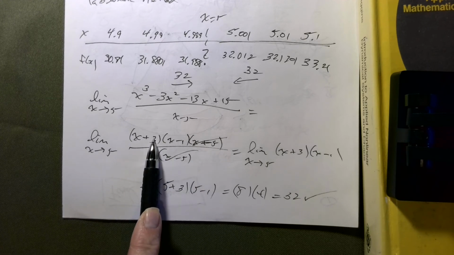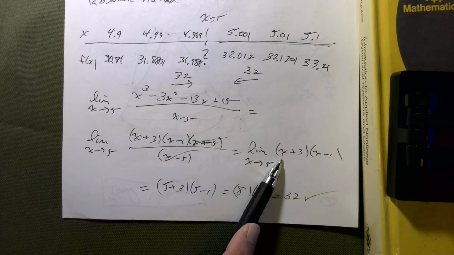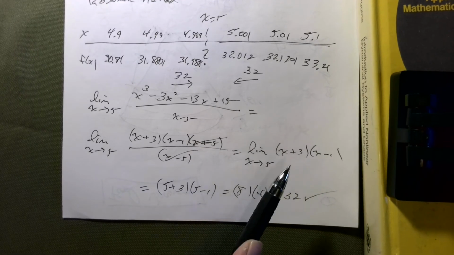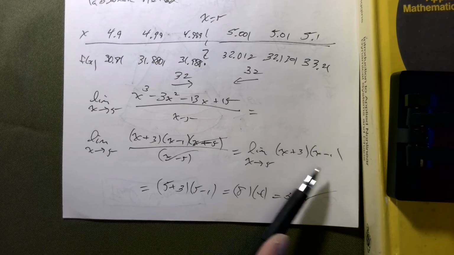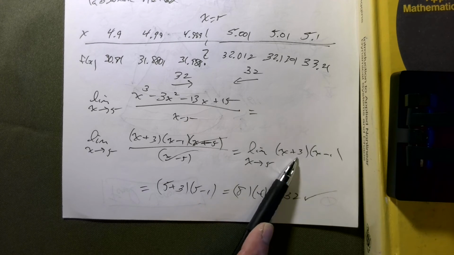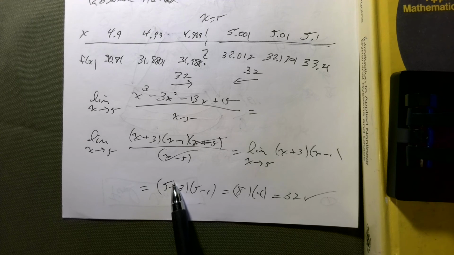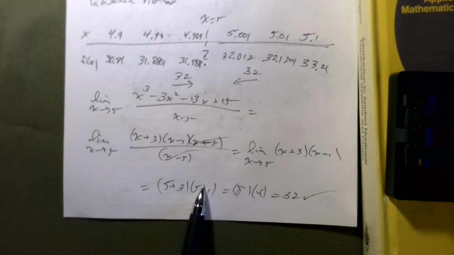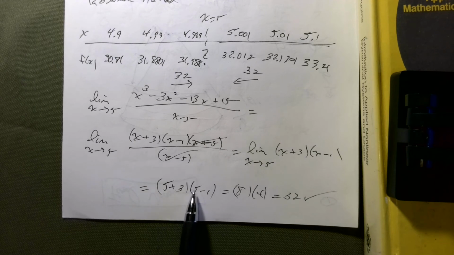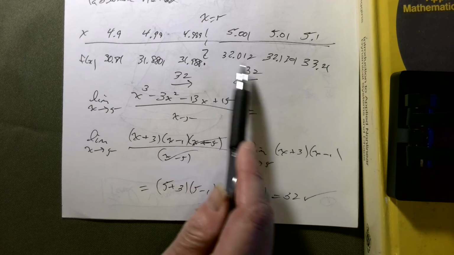Which means if I take the limit of this new thing right here, now notice I can put any number I want in for x and here, and there's no problems with the evaluation. So if I take x plus 3, I put in a 5, I get 5 plus 3, that's where this comes in. I get 5 minus 1, which is this, and I get 8 times 4, which is what? 32, which is what we saw up here.